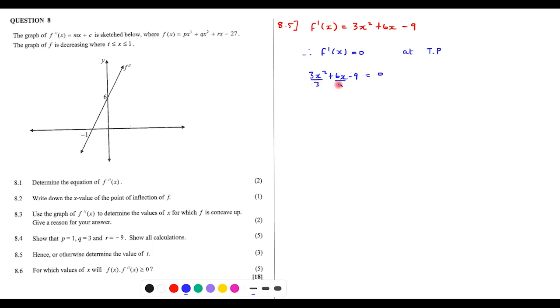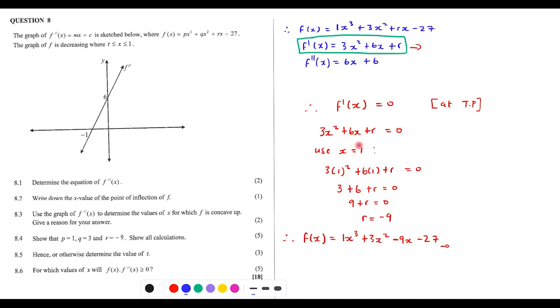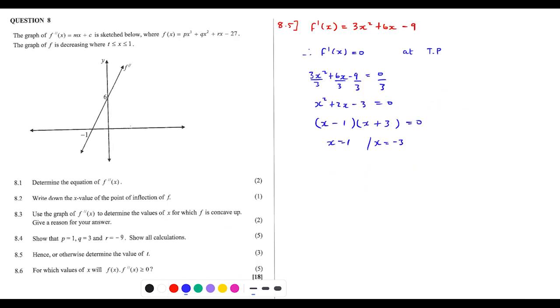So I'll divide by 3, divide by 3, divide by 3, and then x squared plus 2x minus 3 is 0. And then when I factorize this, I'm going to have x, 1 and 3, plus and minus, then x is going to be 1 or x is going to be minus 3, right? Now earlier we did have x equals 1, right? So this means the other x, which is minus 3, is the value for t, and therefore t is going to be equal to minus 3.